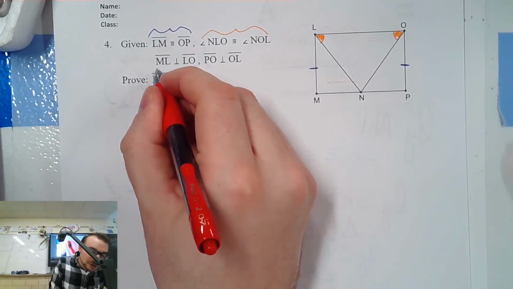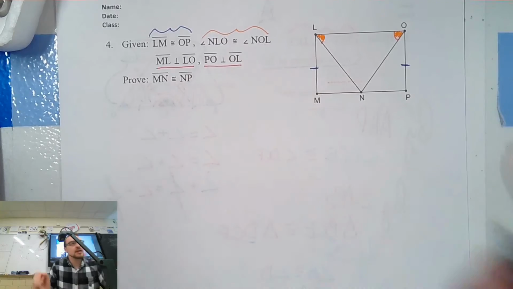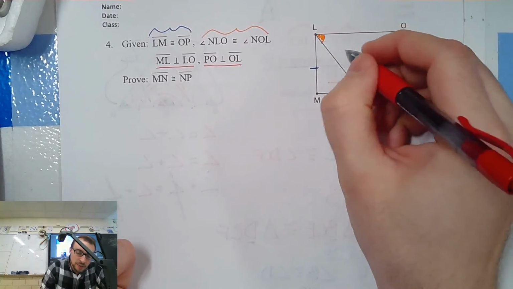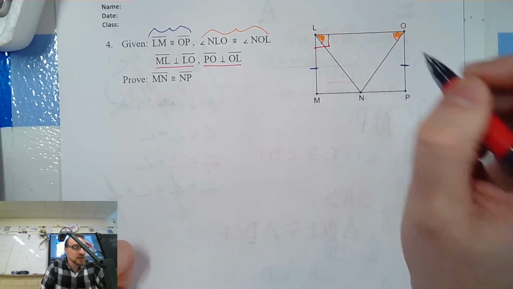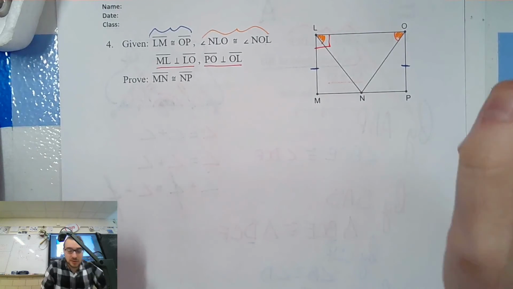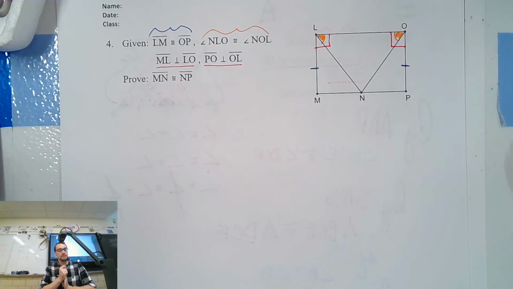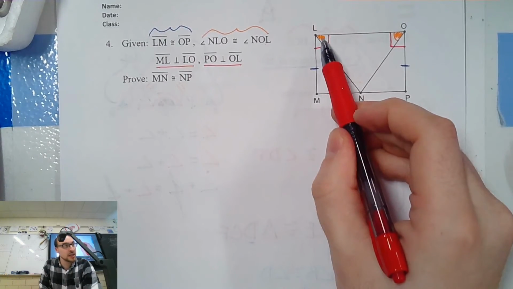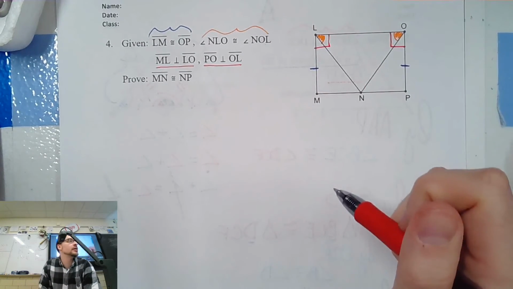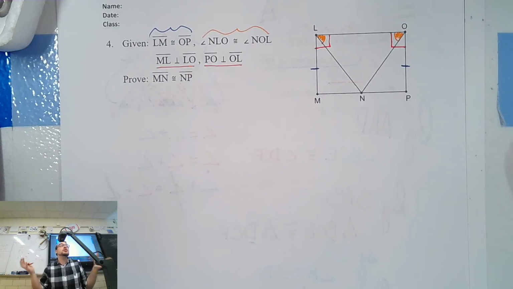Then we have these two perpendicular statements. ML and LO are perpendicular. That's this right here. It's going to look ugly, but that's okay. That's a right angle. And then so is this. That's all they're telling us, right? All that means is that that orange angle and whatever this is must add up to 90. That could be something we could use.